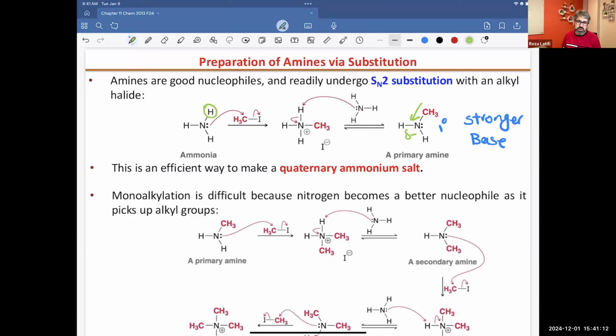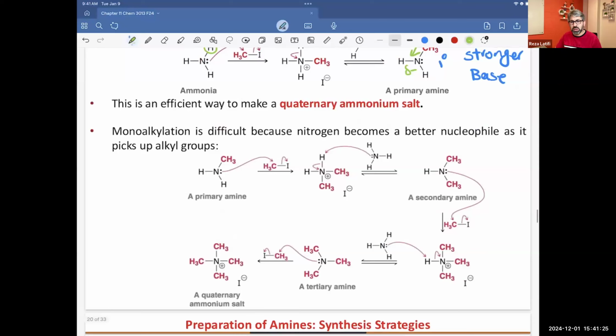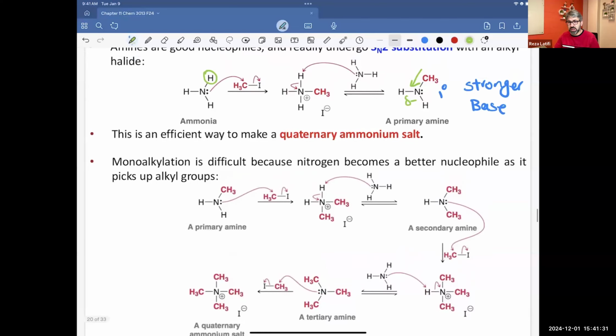Okay. And that means it will not stop there. If we have an excess of, let's say, alkyl halide, it will react with that excess of alkyl halide until it turns, technically, into a quaternary ammonium salt.